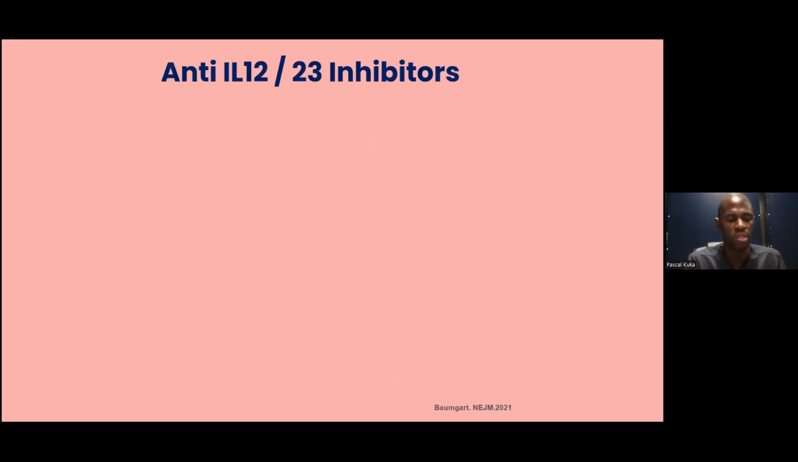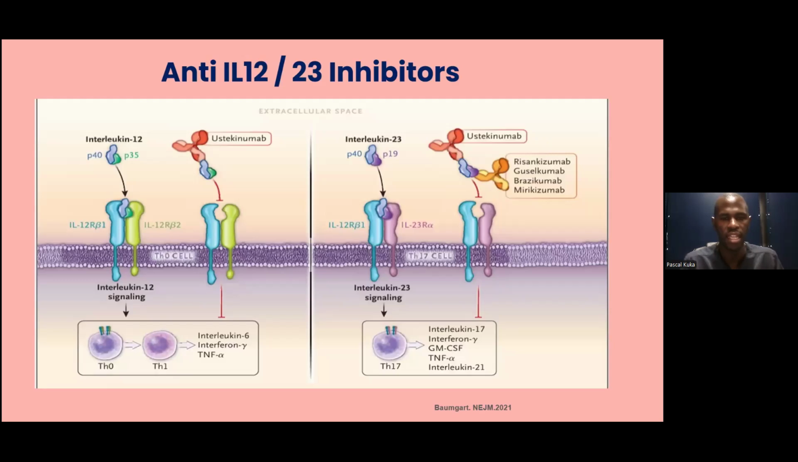So we'll now move on to the next group of medications, which is IL-12 and IL-23 inhibitors, which in other texts can also be considered separately. So interleukin 12 and interleukin 23 are found on different T helper cells. Interleukin 12 is found on naive T cells, and its activation promotes naive T cells into T helper cells, which then secrete specific interleukins and also tumor necrosis factor.